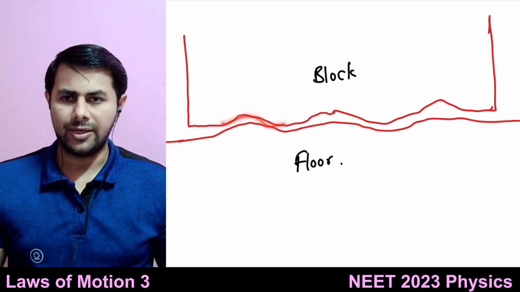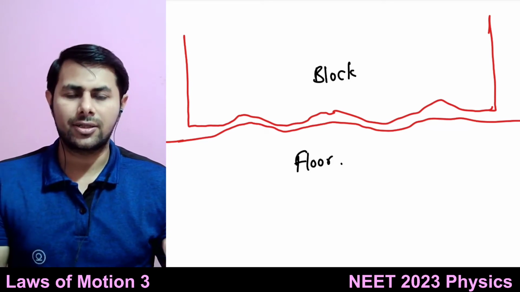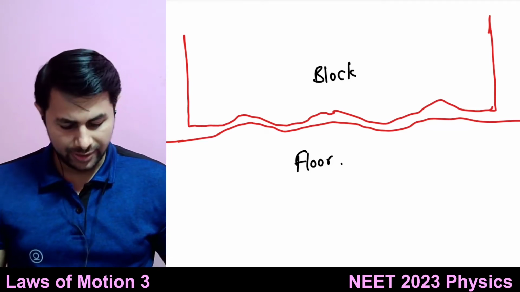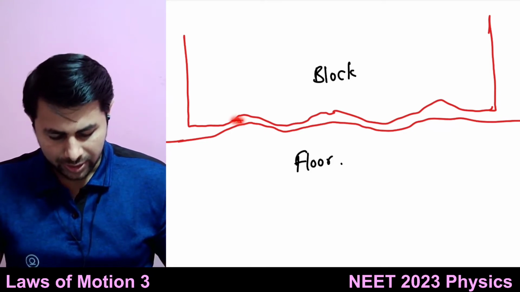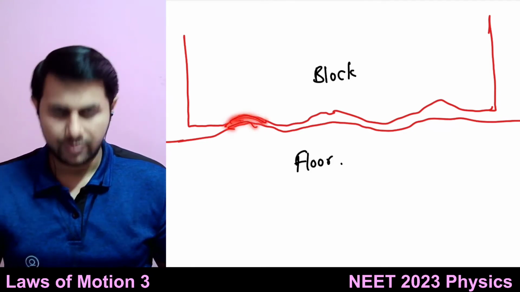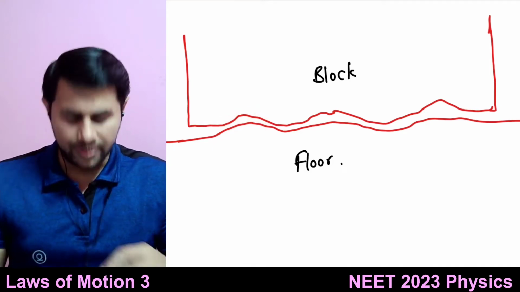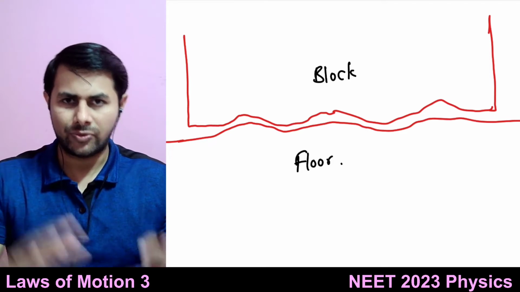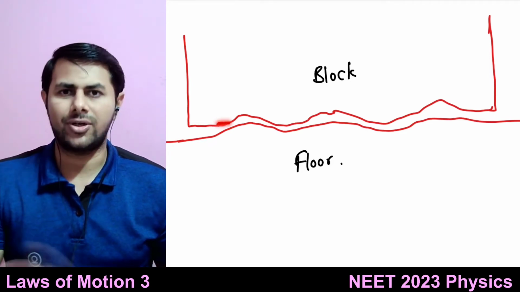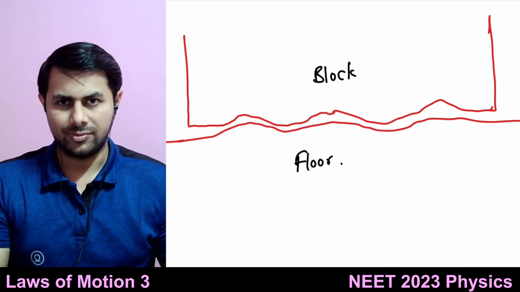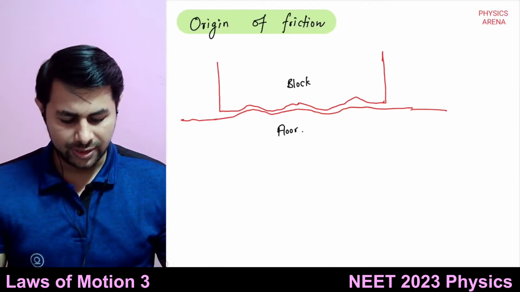And that's why when you try to slide a block on the floor, there will be friction, an opposing force. Since there is an interlocking, you need some force to remove that interlocking. So when you push that block, this surface will get distorted and it will move. So this is one reason. There is another reason.